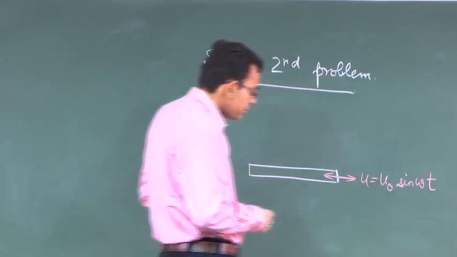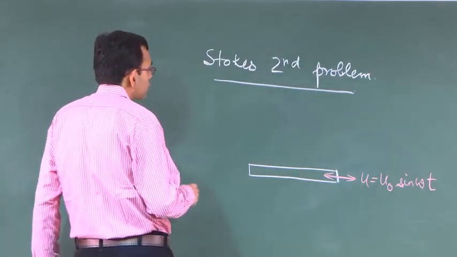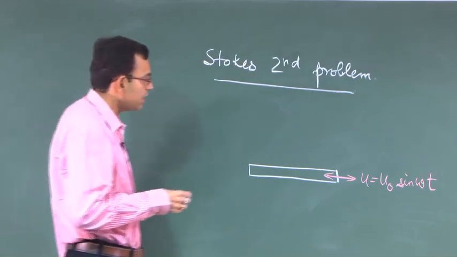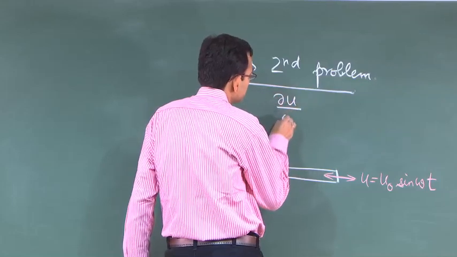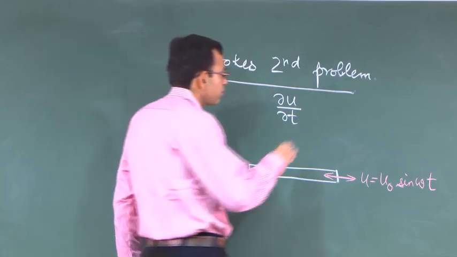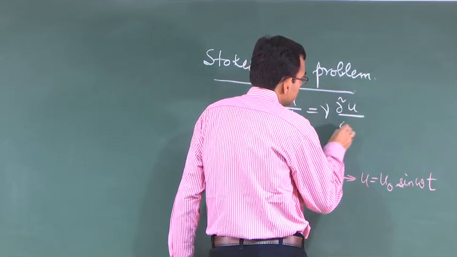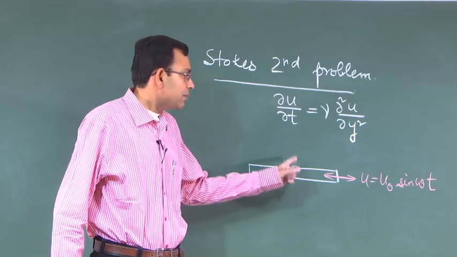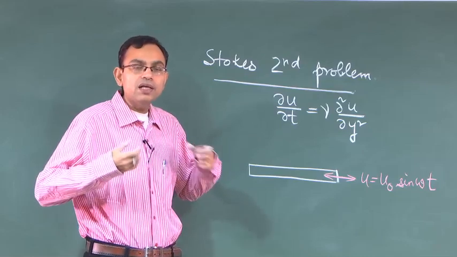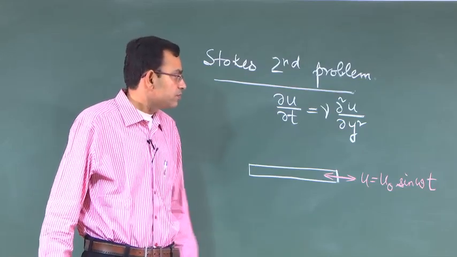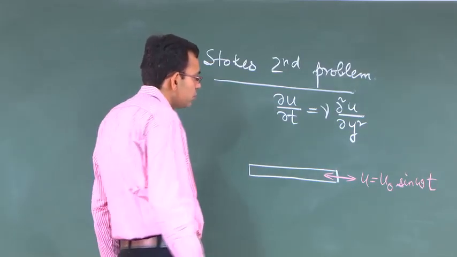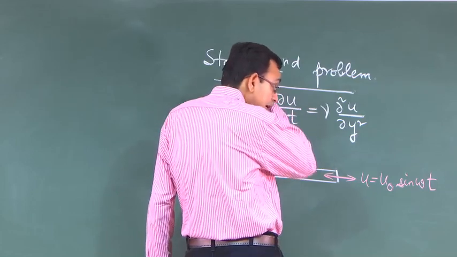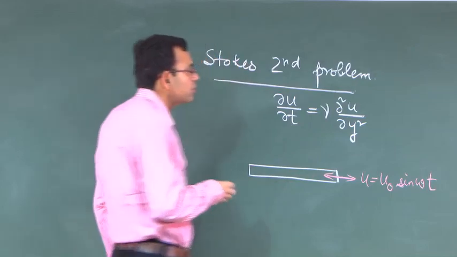Now, let us write the governing differential equation for this particular problem. Differential equation wise, this is the same as the Stokes first problem. Only the boundary condition is different, and that will lead to an entirely different type of solution. Now let us do a little bit of scaling analysis of this equation before jumping onto the solution technique.